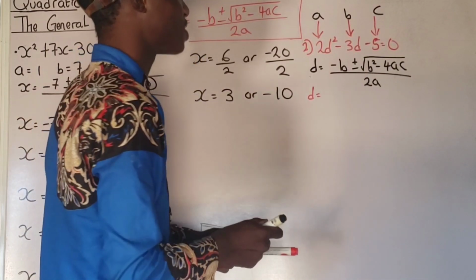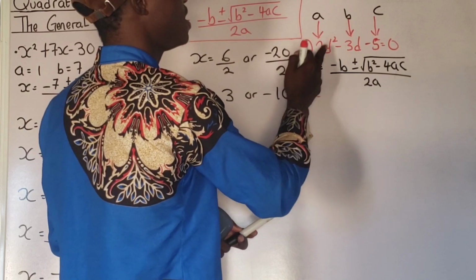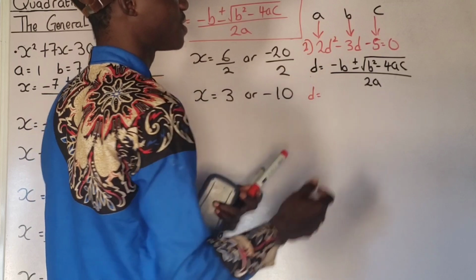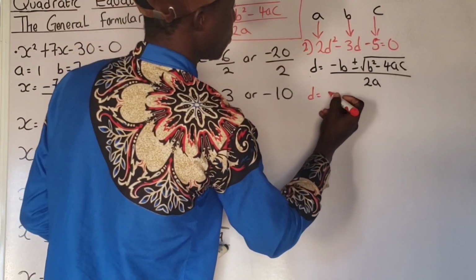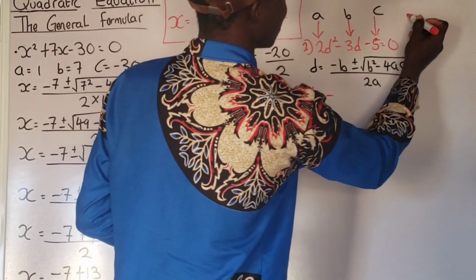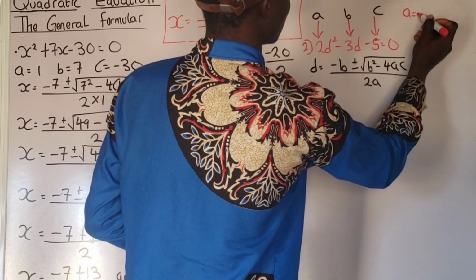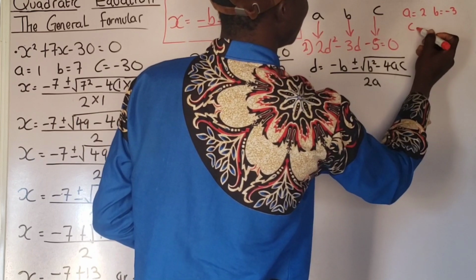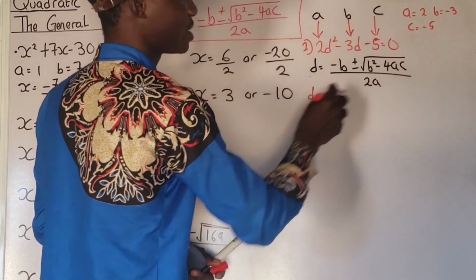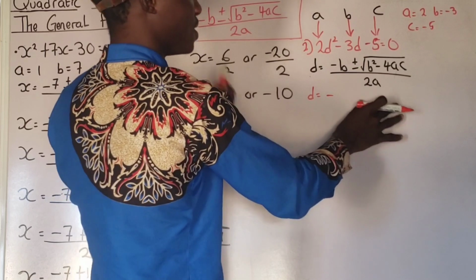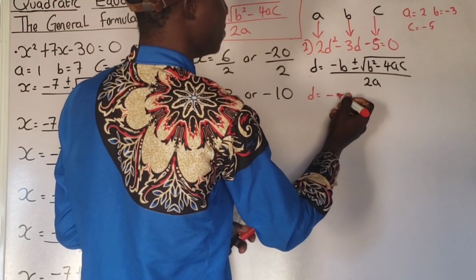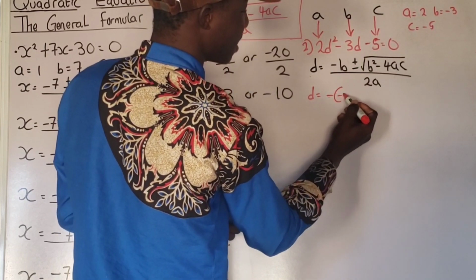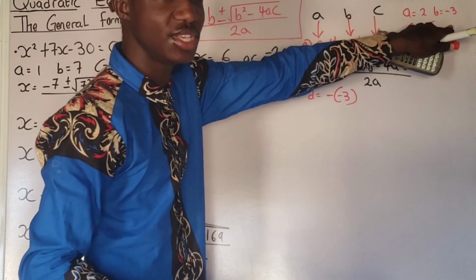Now we can solve this question by plugging in the values of a, b, and c. Maybe I should write it out: a equals 2, b equals negative 3, and c equals negative 5. Now let's plug all these values into the formula. I'm going to have negative b, and negative b is negative into bracket negative 3, because b is negative 3.